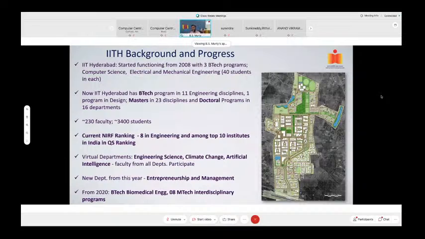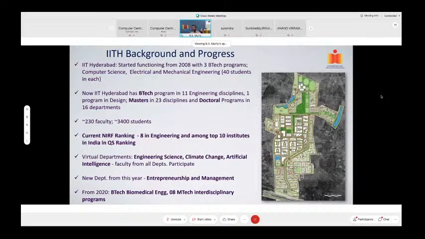And we are planning to move in the next 3-4 years to about 5,000 students and about 400 faculty. Supporting these faculty, we have almost a similar number of staff also. Right now, we have about 160 staff, and the numbers are going to go up as we go along. Right now, a lot of recruitment is happening on the non-teaching staff side. We are expecting in the next couple of months, about 150 more staff will join.